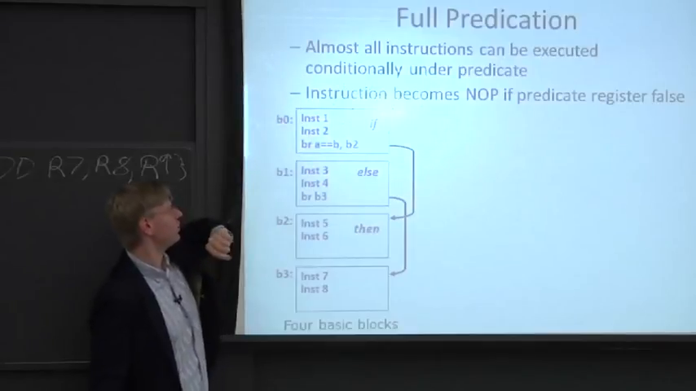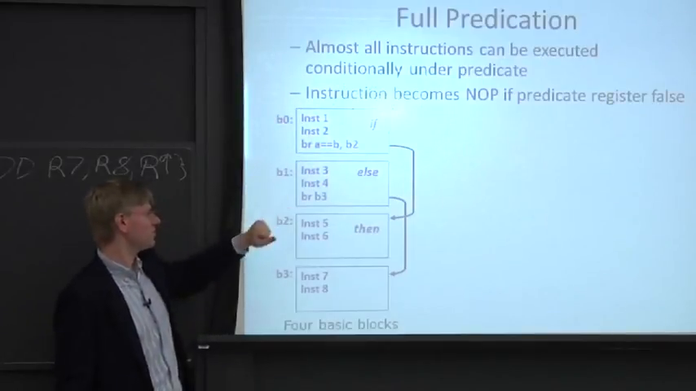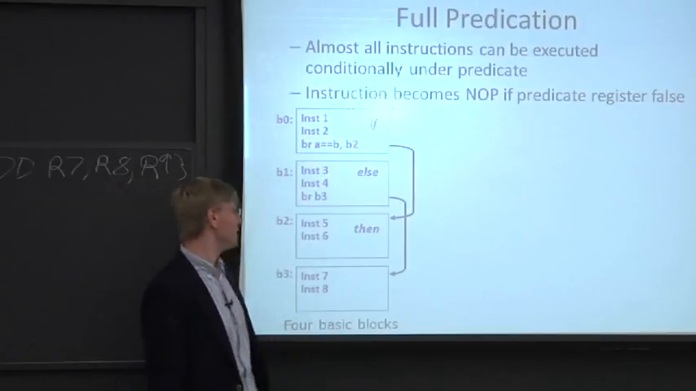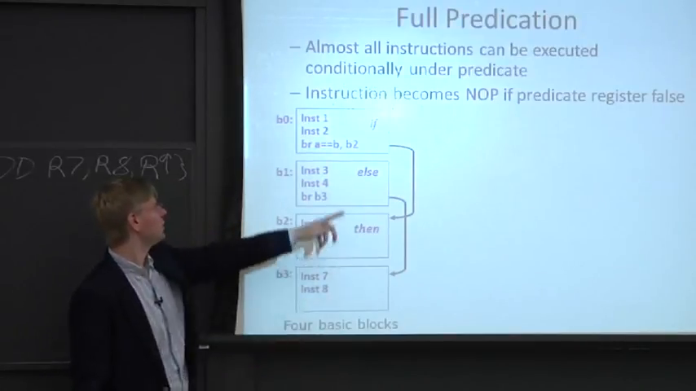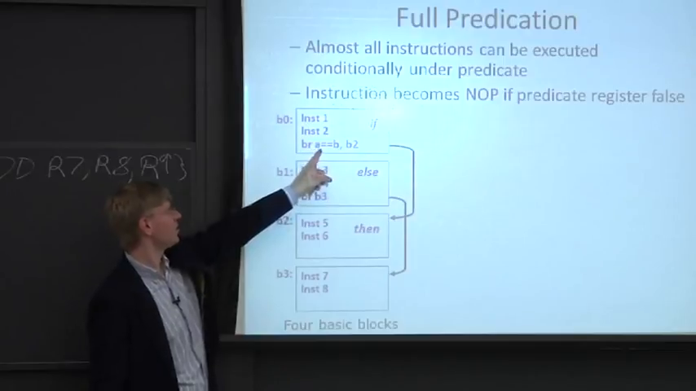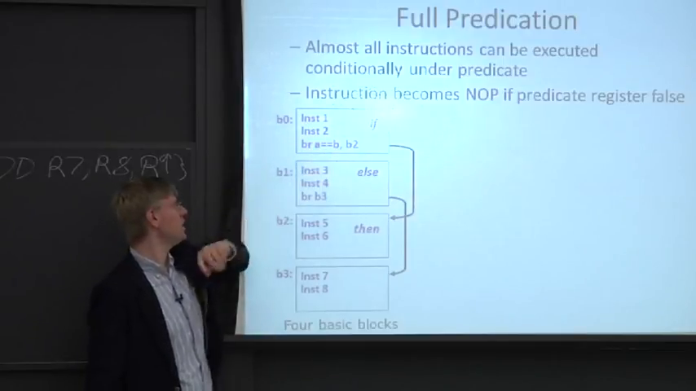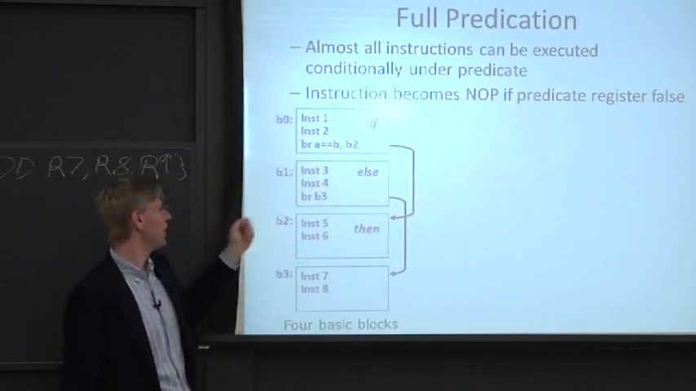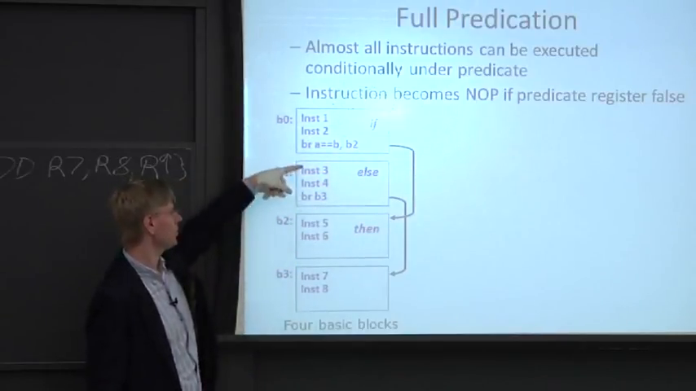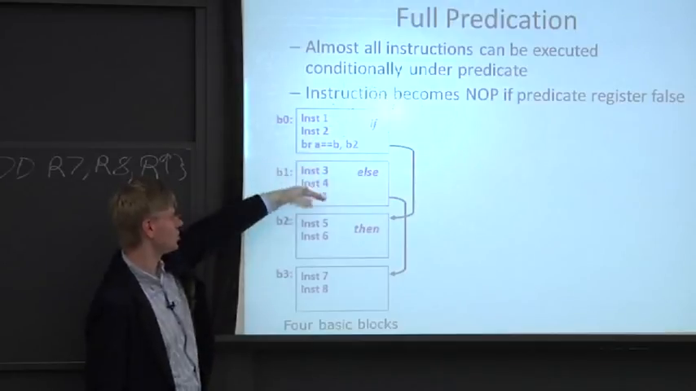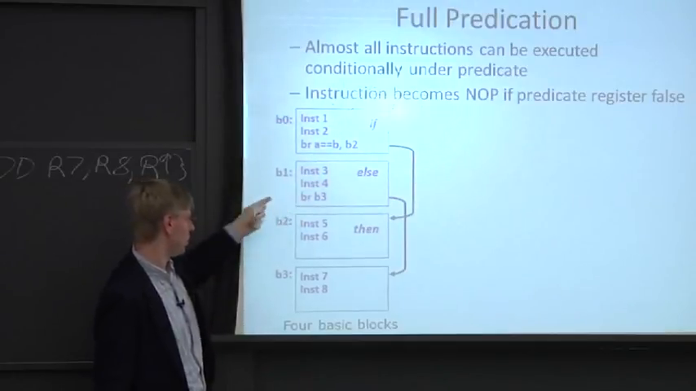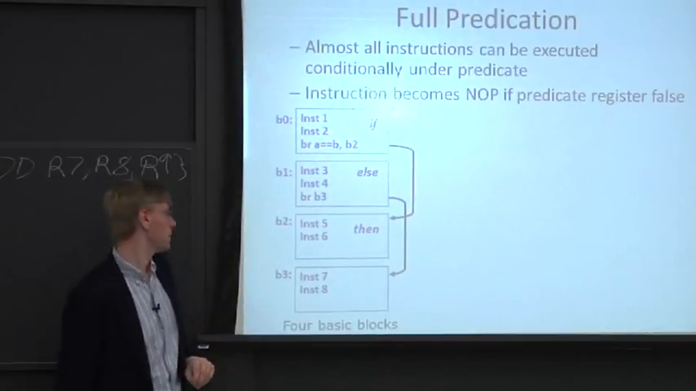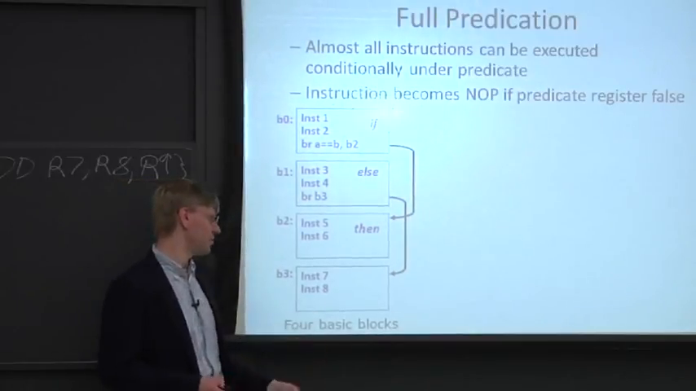So here we have the if. A little bit different, this is not actually MIPS code. This is just pseudocode here. This is our if: if A is equal to B, then branch to B2, else fall through. Here we're going to execute our else clause. And when we're done, we're going to branch over the then clause. So not anything interesting here.